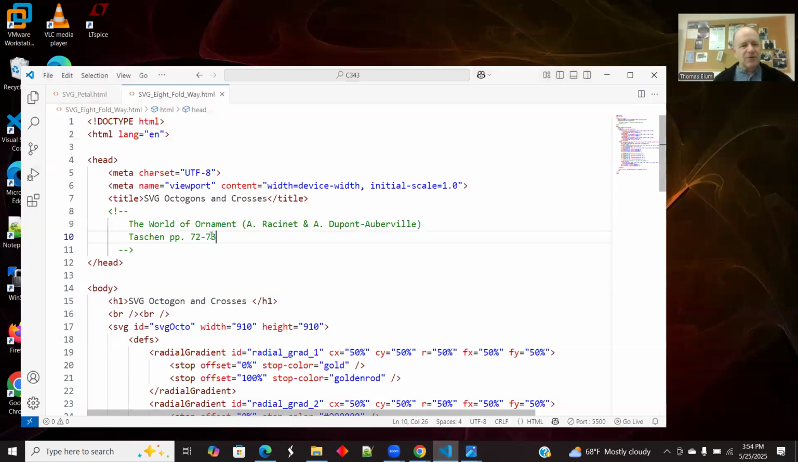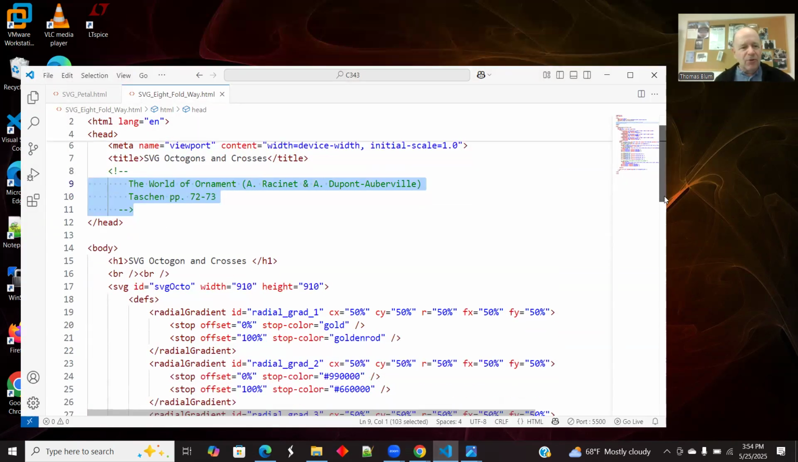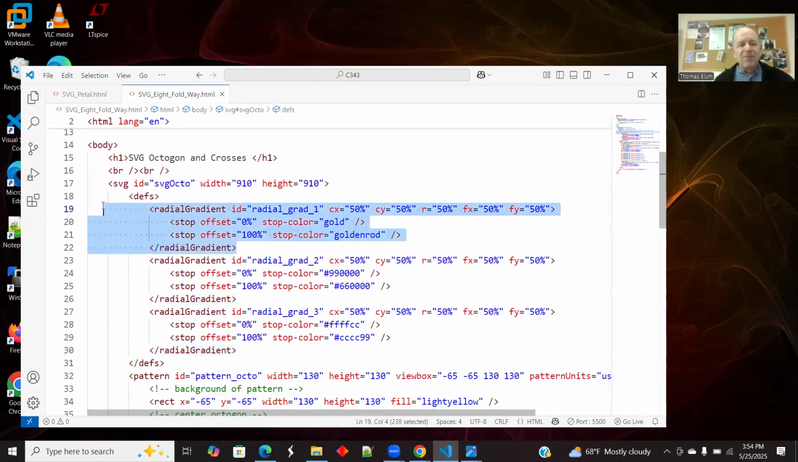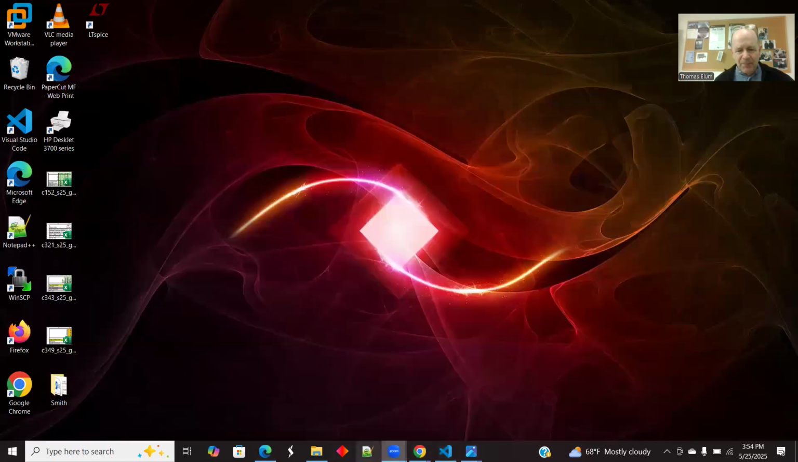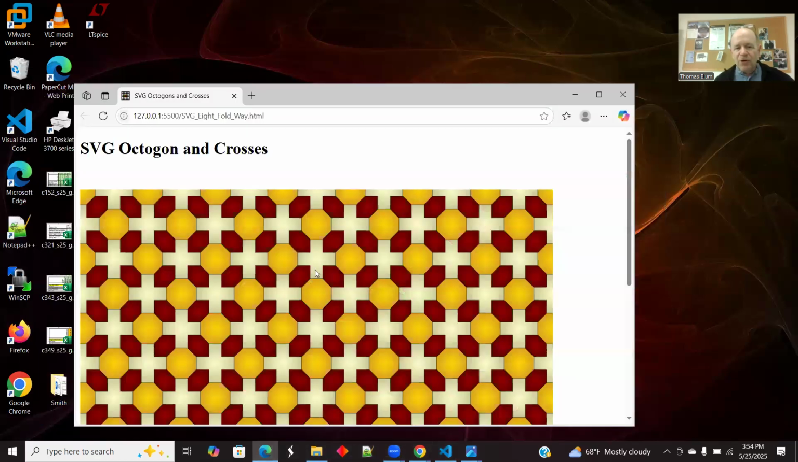Okay, so let's get started. There's my reference of the Taschen book on ornament. I made some radial gradients here: a goldenrod, this is my dark red, and this is my light yellow. The red is a bigger change, easier to see. Those all have gradients, and they're all radial gradients. In each case, the center is brighter than the sides.